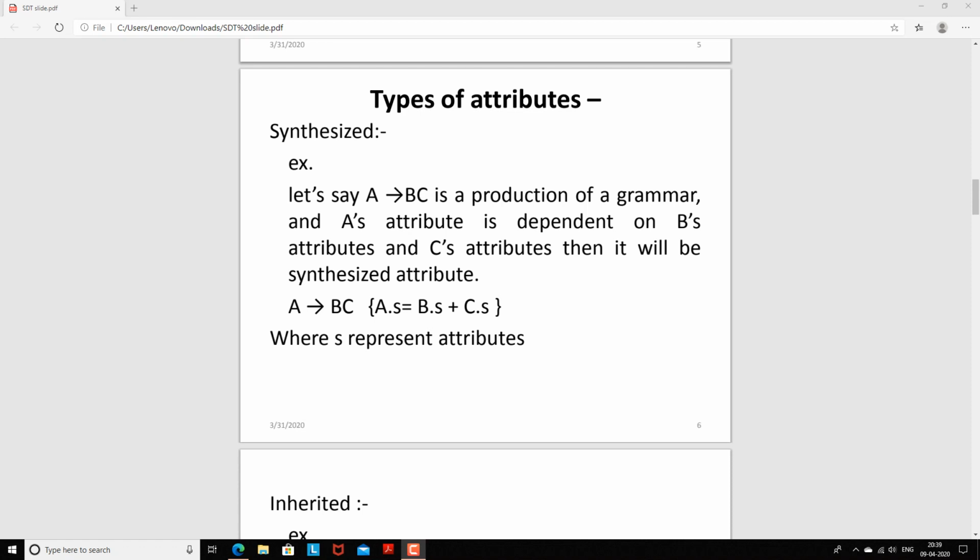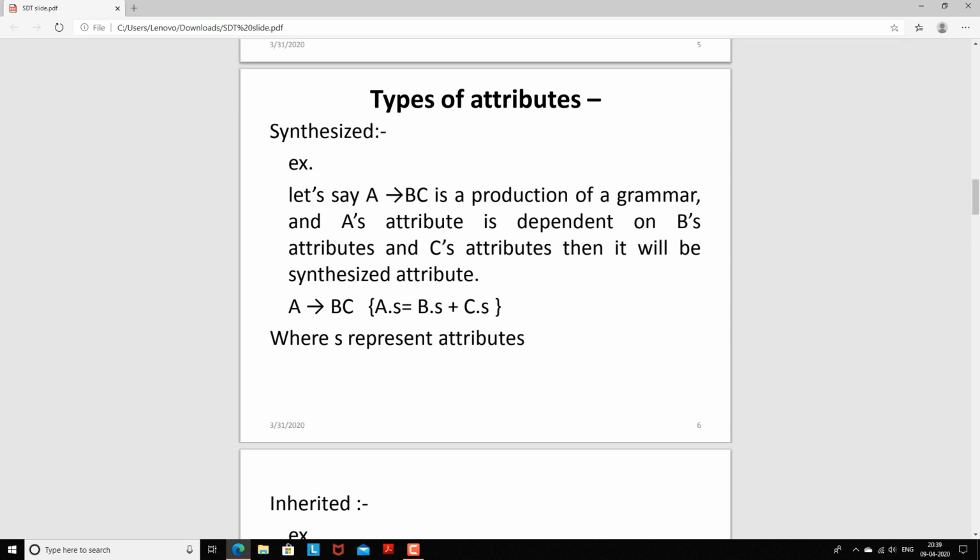Welcome to all. I am Prabhas Shukla, Faculty of Computer Science Engineering Department, and today I am going to discuss with you the types of attribute in an SDT, meaning syntax directed translation scheme.